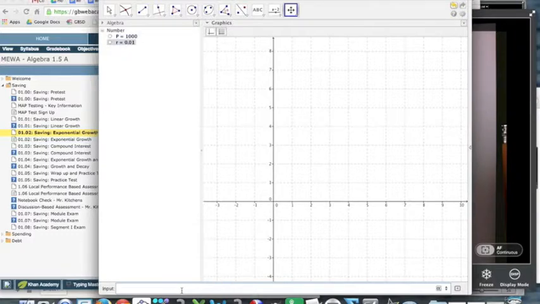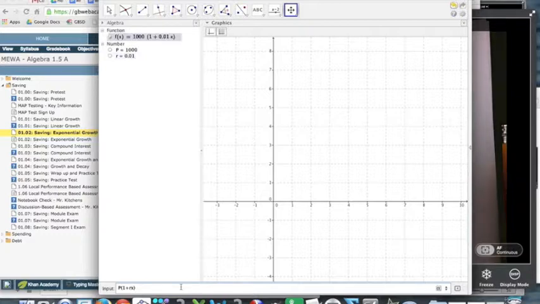GeoGebra doesn't really know what T is, so we're going to use X, because that's really the X-axis. We're going to go in years to the right, and as the years increase, we want to know how much our amount increases. So let's now type in the A equation, and we could write it as P times 1 plus Rx.